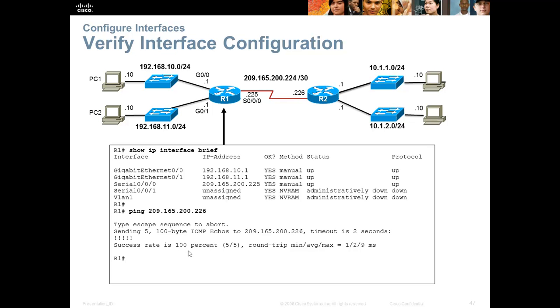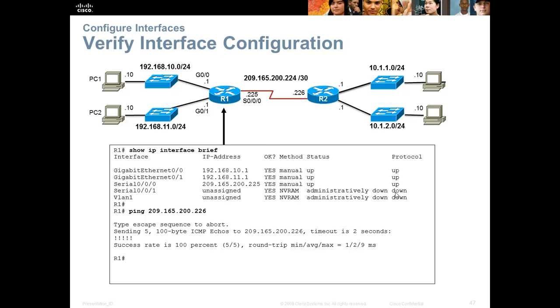After you configure any interface, you should verify that it's up and running. One command you can use is show ip interface brief. This will show you the interfaces that your router has, the IP addresses, and whether or not they're up and running. If they're listed as administratively down or down, that means that they have not been configured or turned on.